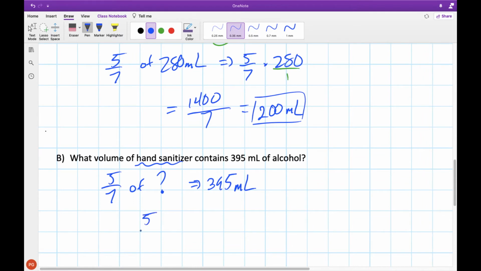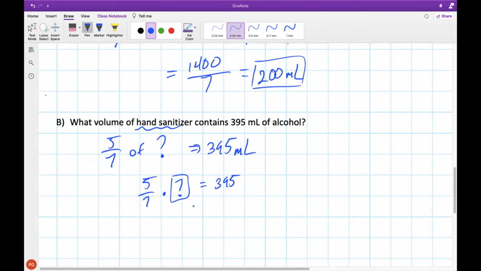So what we're trying to do is 5/7 times something we don't know equals 395. Now, if you remember back to our video on dividing and multiplying word problems, this is the same as saying that this unknown quantity is equal to 395 divided by 5/7.